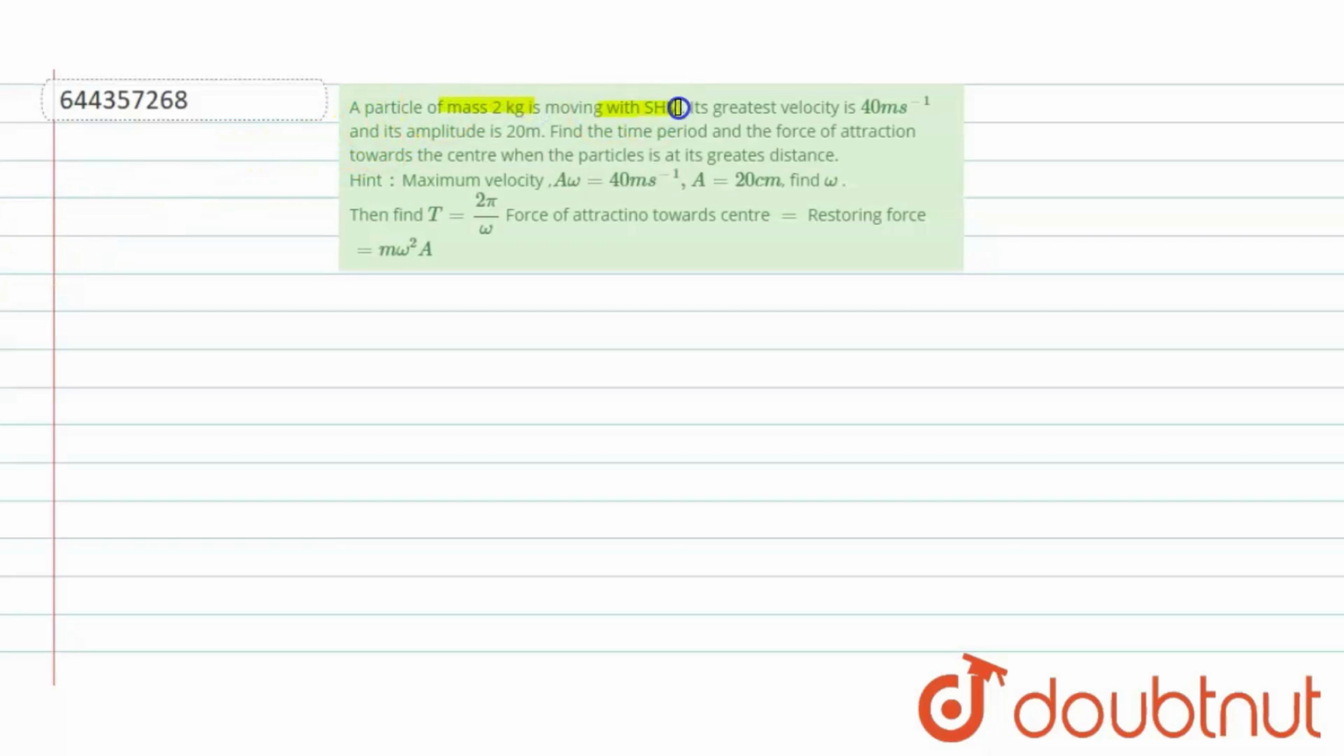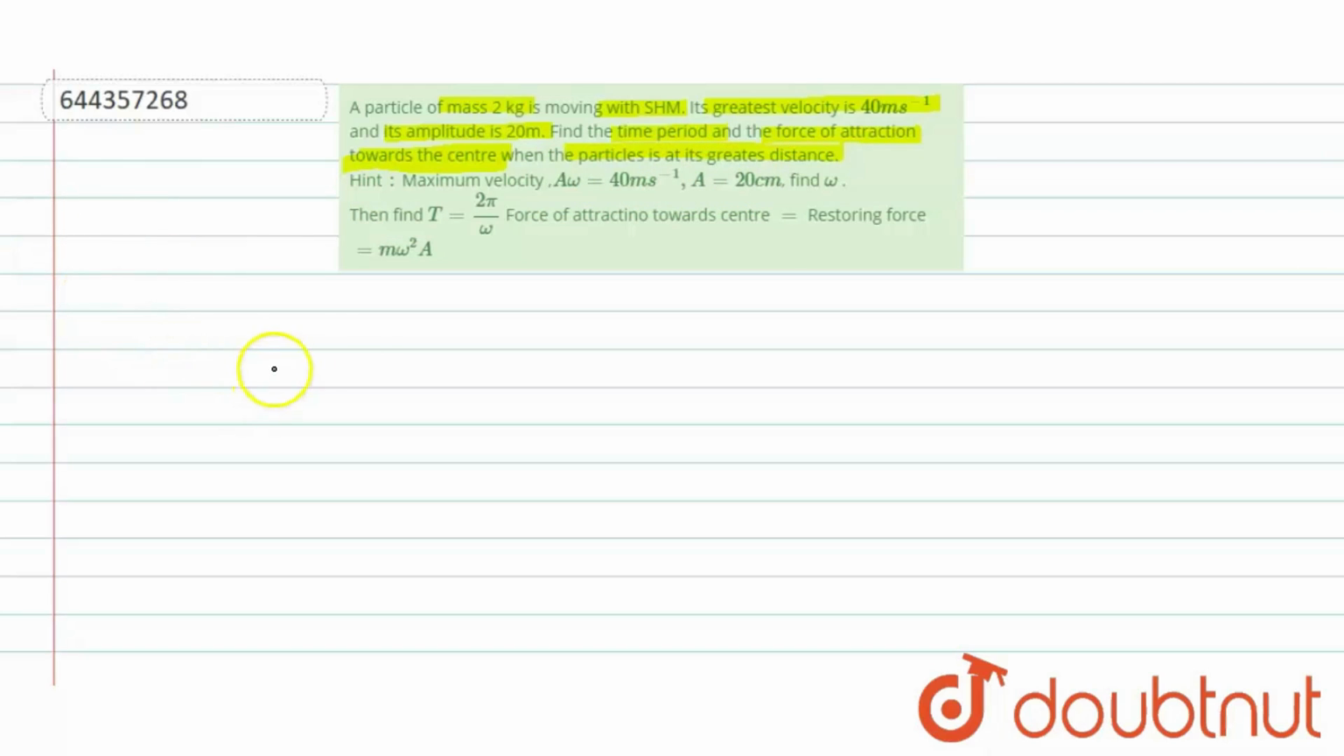Question is, a particle of mass 2 kg is moving with SHM. Its greatest velocity is 40 meter per second and its amplitude is 20 meter. Find the time period and force of attraction towards the center when the particle is at its greatest distance. Greatest distance means amplitude. When the particle is at greatest distance, it means x is equal to a, that is amplitude.